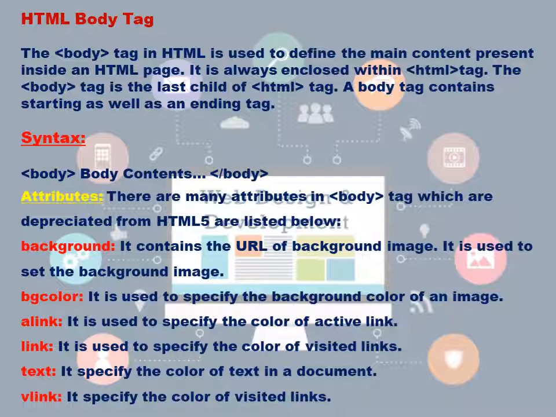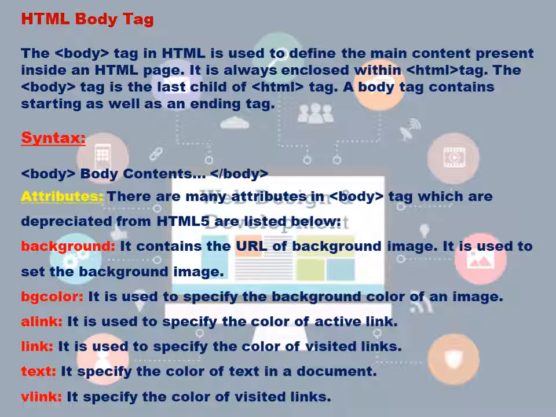Next, alink. It is used to specify the color of the active link, meaning which link is active. If you want to specify or set a particular color for that, then we have to use this attribute. Next, link. It is used to specify the color of the visited link, meaning once we click on that link the color changes, meaning it is visited. So this color also we can set.